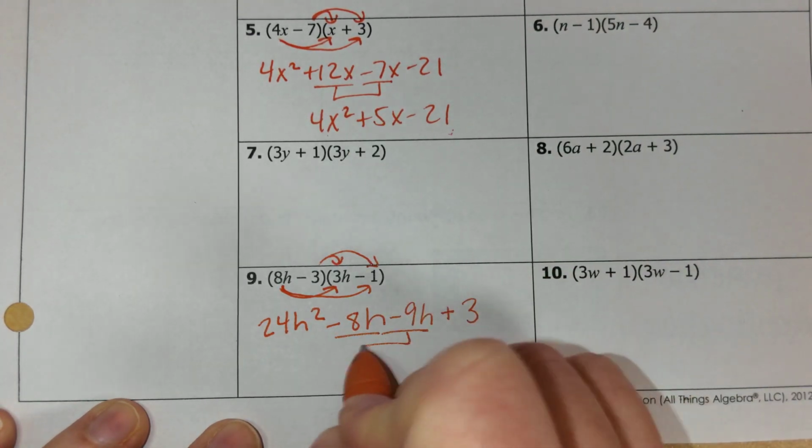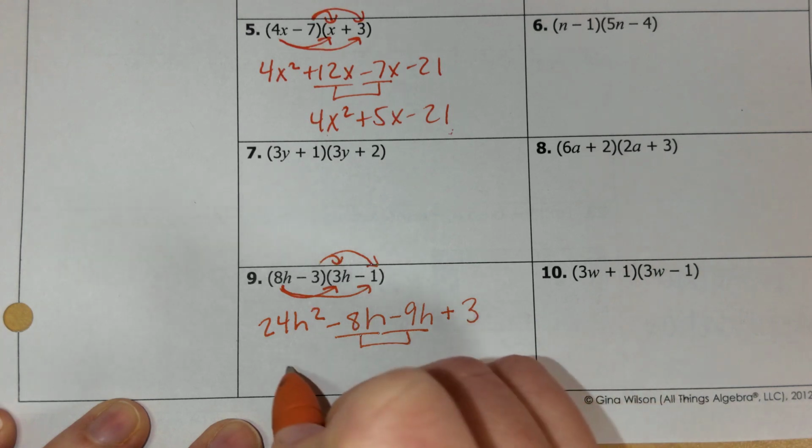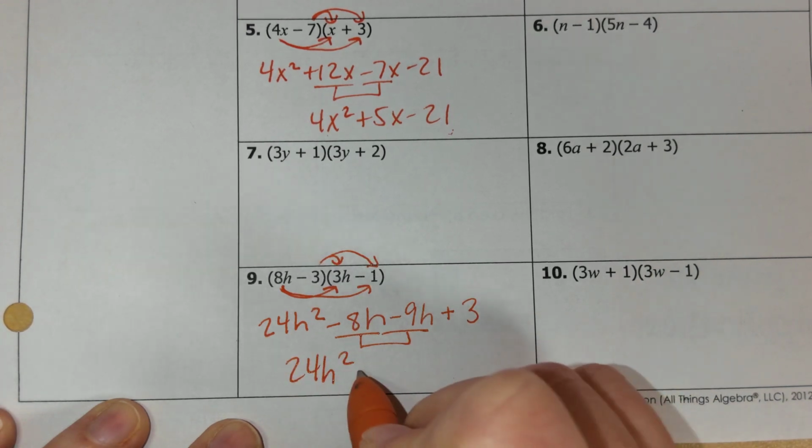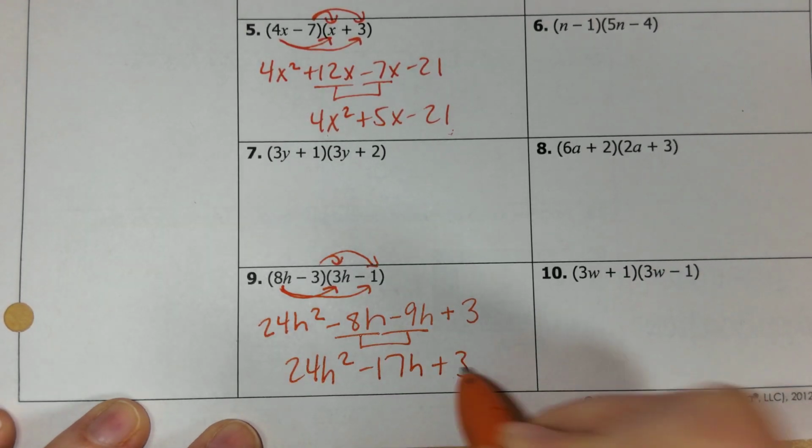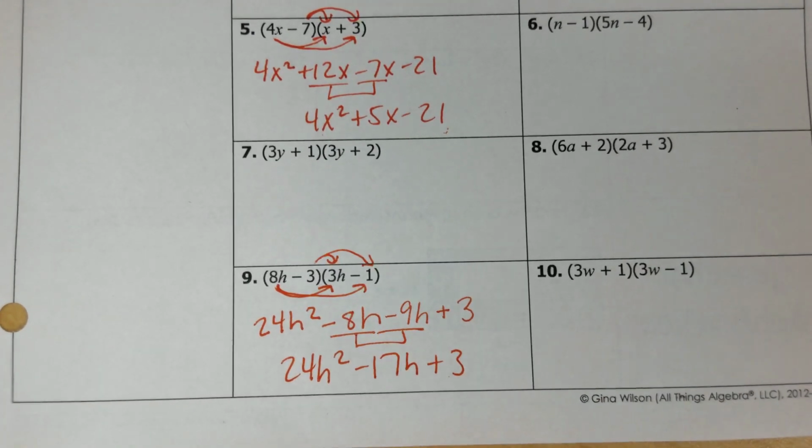We combine our like terms, and these two negatives are going to add together. So we end up with 24h squared minus 17h plus 3. We check to make sure it's in standard form. And we've combined all of our like terms, and so that becomes our final answer. Okay, so let's look at just a couple more examples on the back.